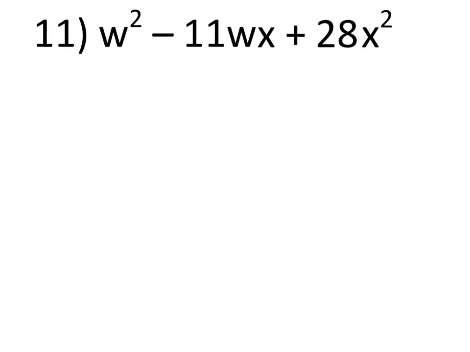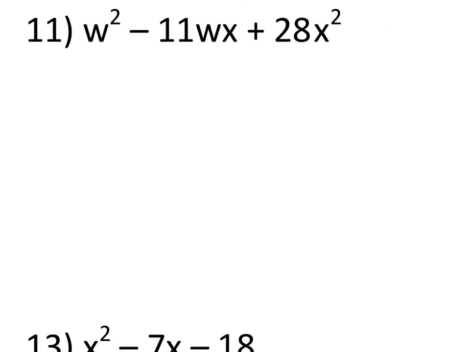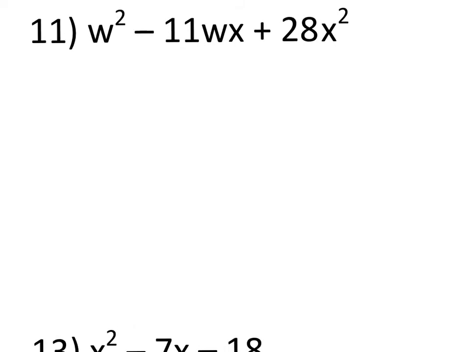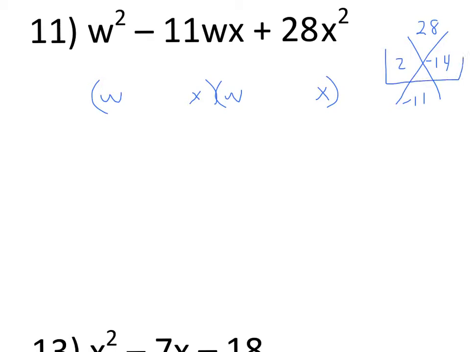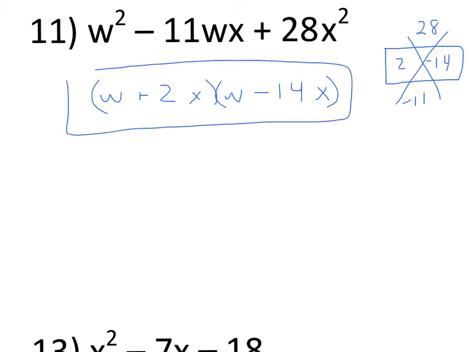Now this one we've got 2 variables, but remember we don't worry about that right off the bat. We're still going to make our magic X here. So I'm going to look for factors of 28 that get me -11. How about 2 and 14? And let's make that 14 a negative. Now when I write my factors, the w squared is going to go w and w, and the x squared is going to be sitting out back. And now let's plug in our 2 and our -14. So I have w plus 2x and w minus 14x. And that's going to be my answer.